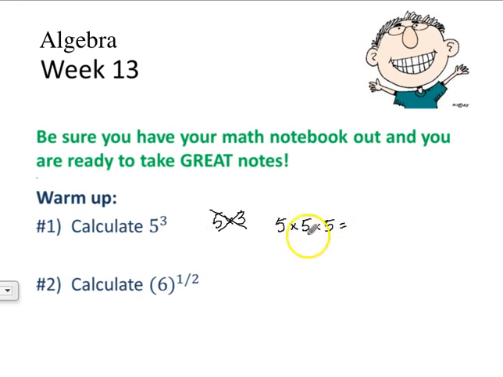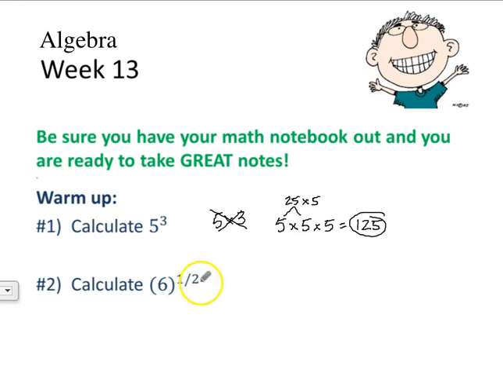And what do we get when we do that? Well, I know 5 times 5 is 25. So multiply 25 times that third 5, and what do you get? You should get 125. So just a reminder what exponents mean. We are going to be looking at exponents this week, so I did want to do a quick review of what exponents mean.